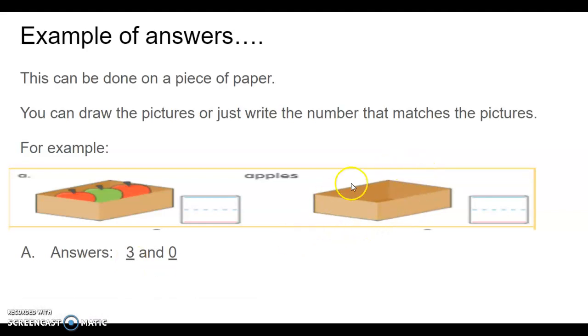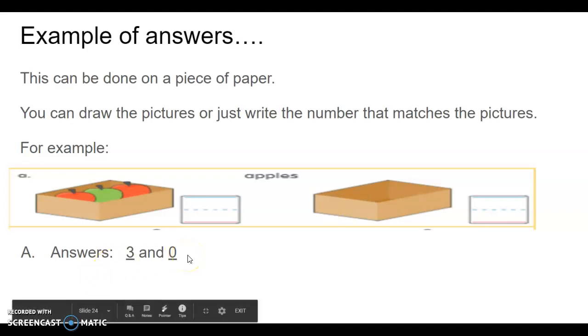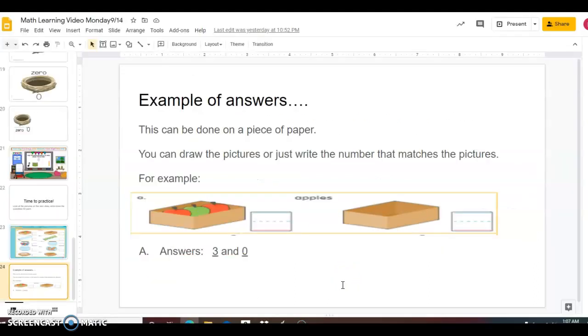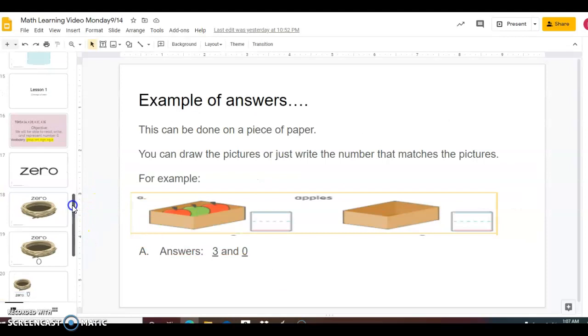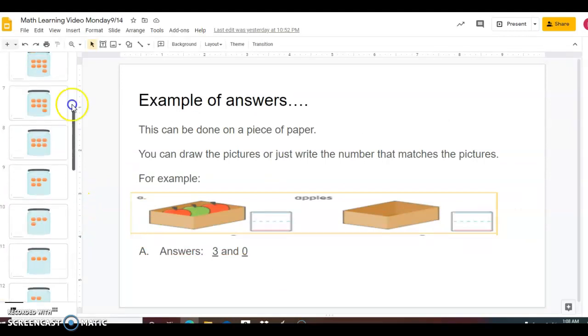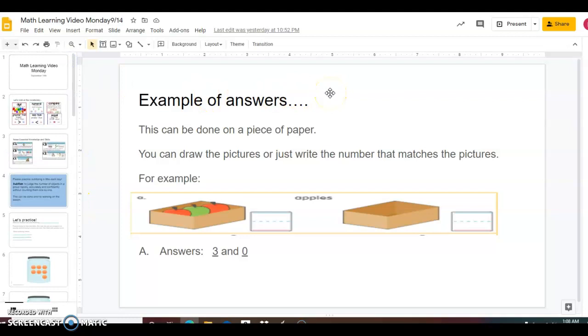Now I'm going to look at the second box. Oh, the second box doesn't have any apples. What do you say what's the number that says you have none or you don't have any? That's right. The number we just learned about today, 0. So you would write 0. So you have a box of 3 apples and you have a box of 0 apples. Great job. Practice subitizing every day.